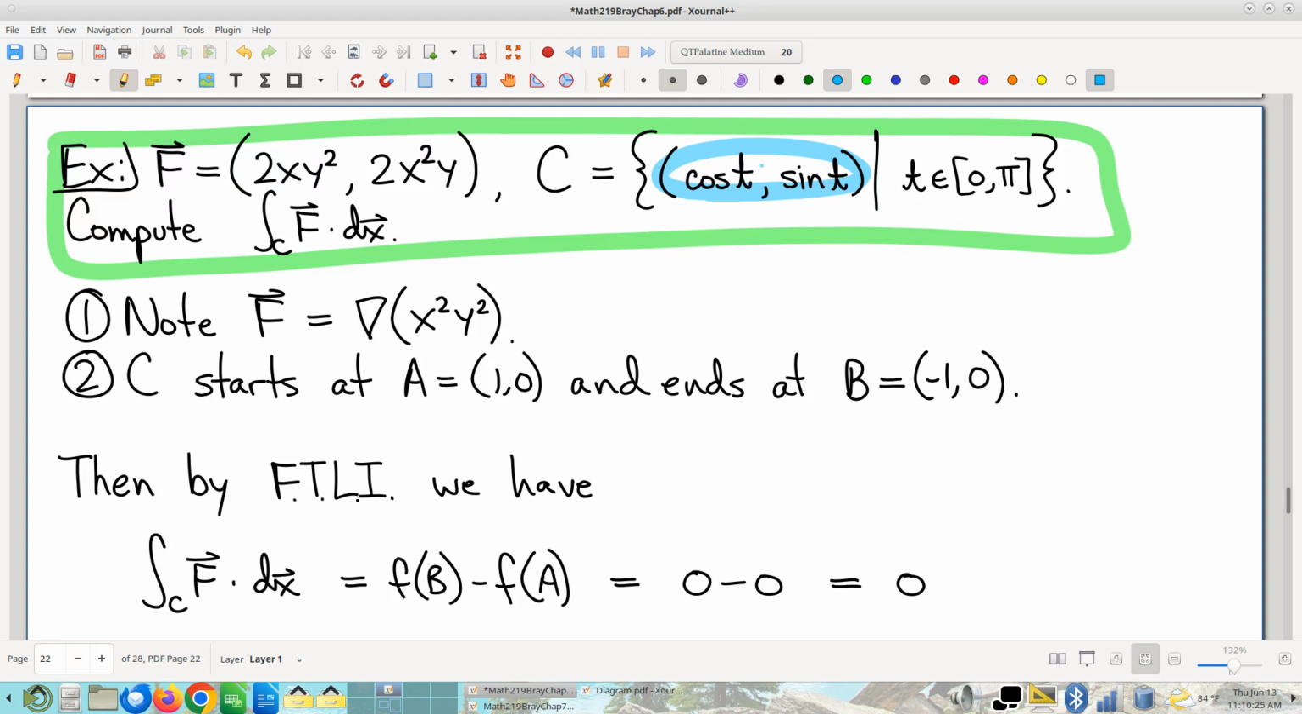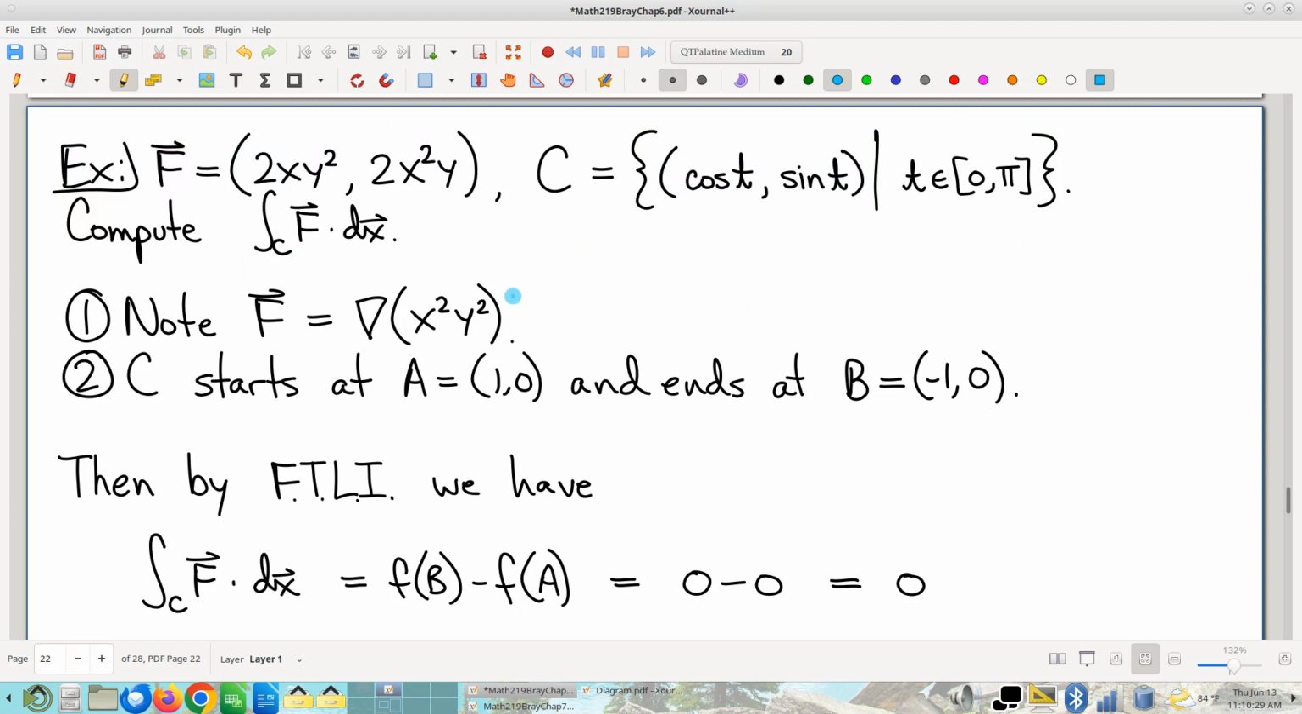So rather than parameterize, notice what we can do here. It's very easily checked, and I encourage everybody to do this arithmetic. But this vector field is easily observed to be the gradient of x squared y squared. Right? Do the appropriate partials. Make sure you see that is in fact the case. So that means that I can use this as my anti-gradient.